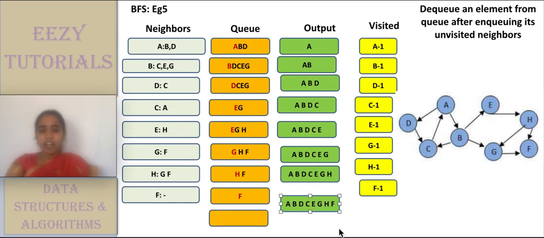This is how I have to perform breadth first search. We are dequeuing an element from the queue only after enqueuing its unvisited neighbors from a graph. This is what you have to perform.